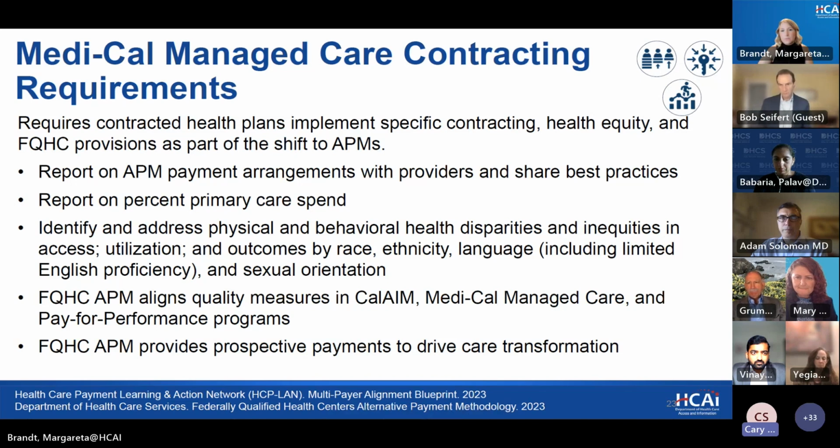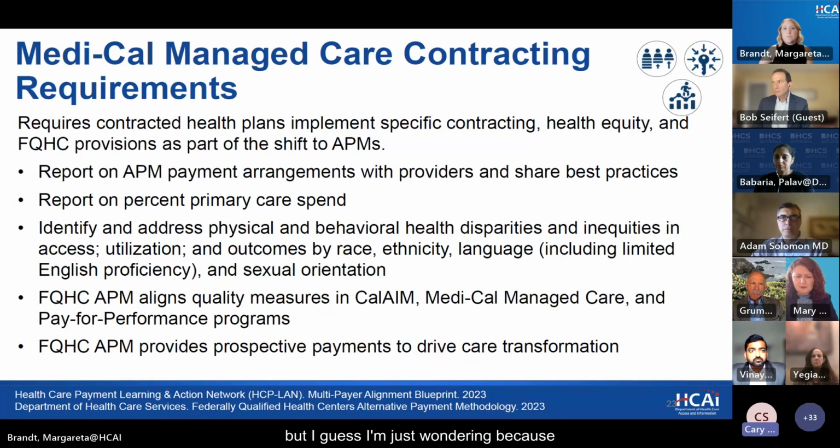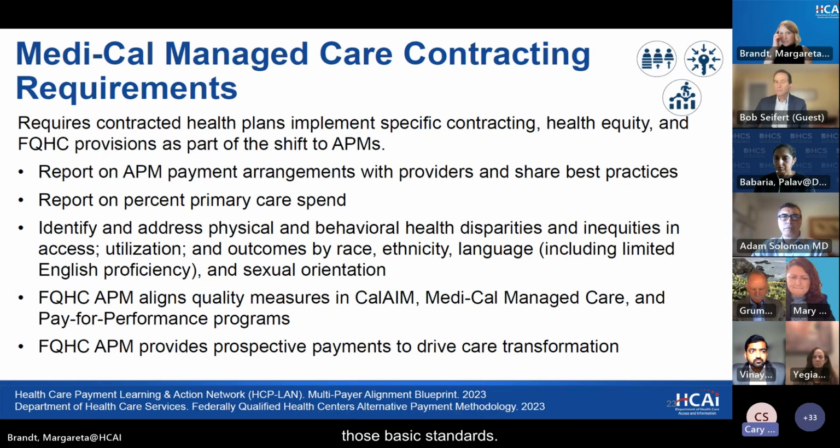suggesting that, is OHCA thinking that if a purchaser doesn't meet the California standards, they would fail to implement an APM, or would we still be basing the evaluation on the broader HCP LAN standards? Maybe it's early to ask this, but I'm wondering because we have that as a starting place, and I'm not sure how we're even doing in California at meeting those basic standards.